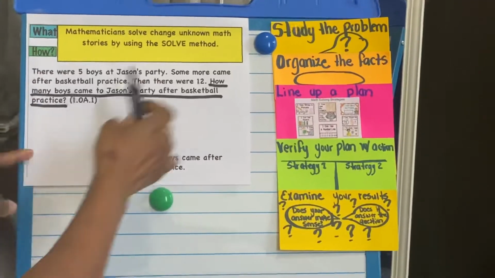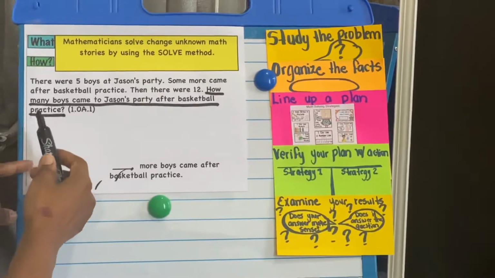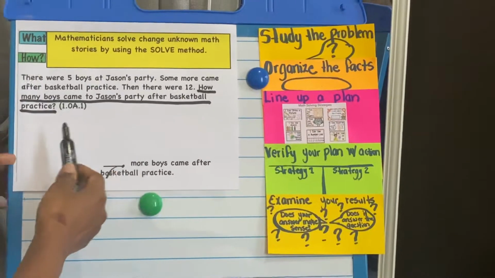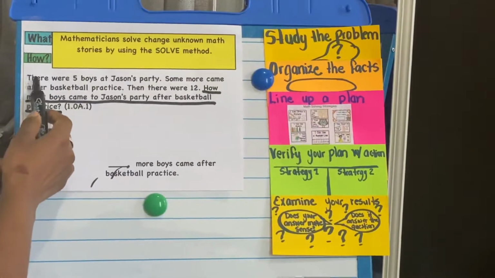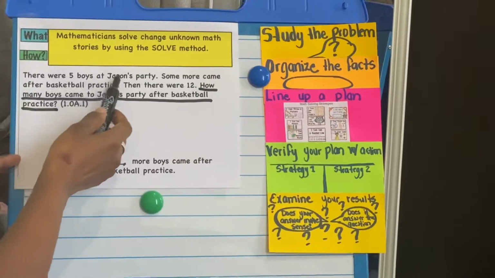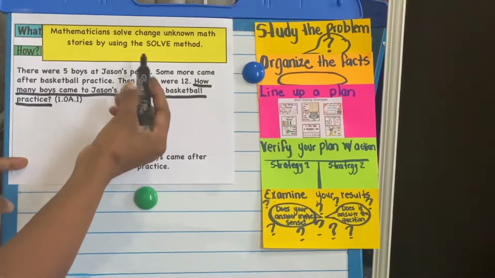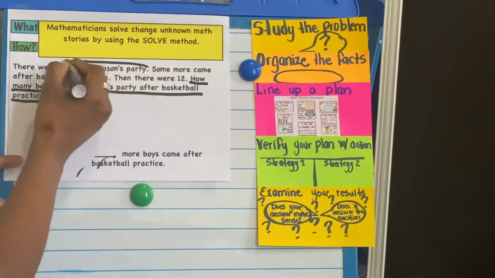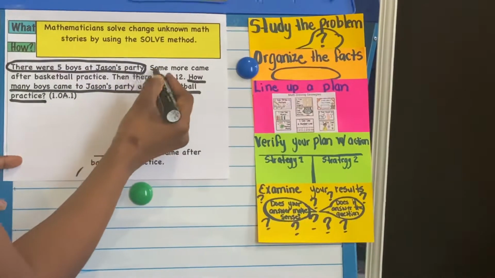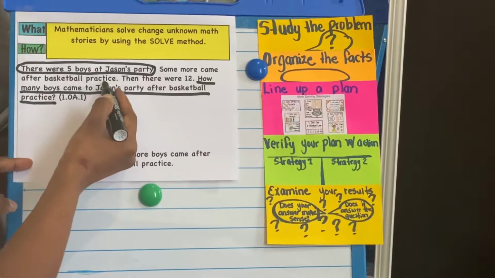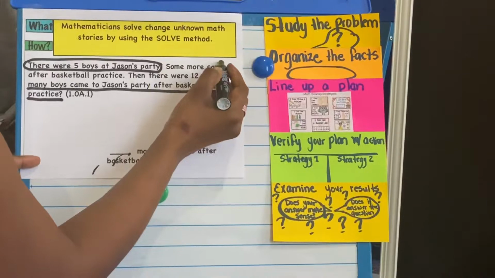Next step, organize the facts. What information or facts did this problem give me? Let's go back and reread the problem. There were 5 boys at Jason's party. Do you think that's important? If it is, circle it. We're going to circle important facts. Some more came after basketball practice. Do you think that's necessary to solve the problem? I do, so I'm going to circle it.